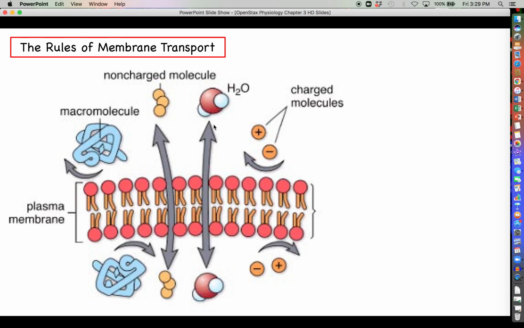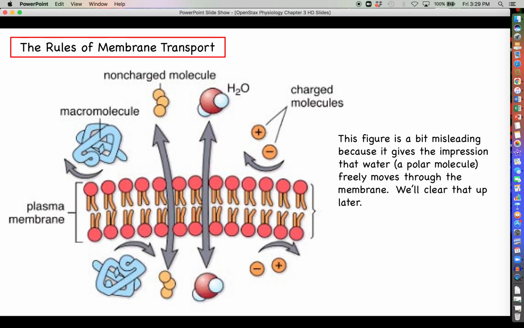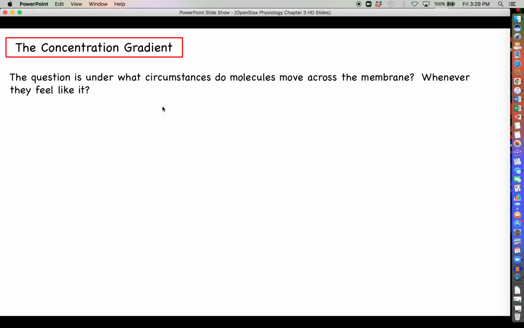Now, the thing that I don't really like about this figure is what it is indicating for water. It's showing that water freely passes straight through the plasma membrane. But what's the problem with that? The problem is that water is a very polar molecule, and as such, this figure is quite a bit misleading. It gives the impression that in spite of water's polarity, it freely moves through the plasma membrane. That's not really the case, and we will clear that issue up in the next video when we start talking about osmosis. So this is a very useful figure for study purposes, but don't take it literally that water moves through the membrane all by itself. It's going to be much closer to the charged molecules than this non-charged molecule right here.